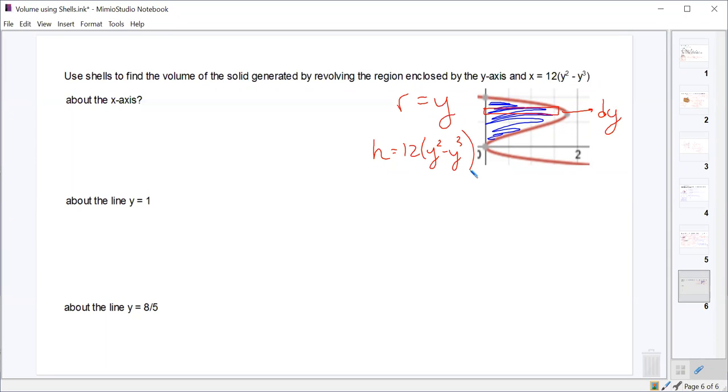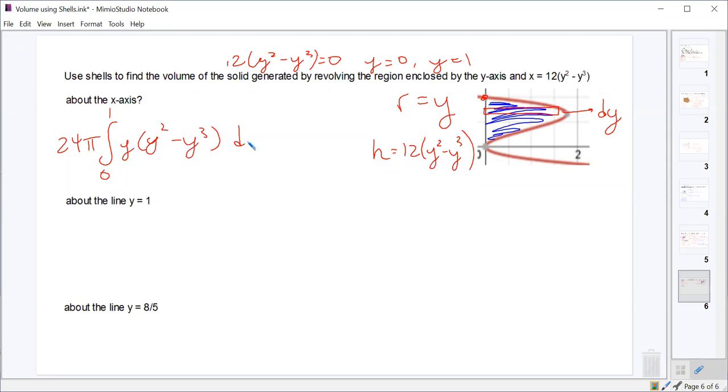All you've got to do is, I'm going to pull the 12 out. So I have 24 pi times an integral from 0 to, where does that intersect up here with the y-axis again? x equals 0 and 12 times y squared minus y cubed equals 0, right? That's when y is 0 and y is 1, because 1 squared minus 1 cubed is still 0. So 0 to 1, and we've got y times y squared minus y cubed dy. Any questions on that?